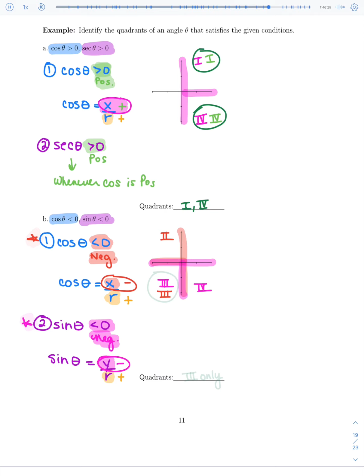That would be this second part. The problem is they want both of these things to happen. We know that this first one, cosine, is negative in quadrants 2 and 3. Then we said that sine is negative in quadrants 3 and 4. But we want both of these things to happen. Where do both happen? There's only one place where both of these things happen, and that's in quadrant 3. So that's only in quadrant 3, where both cosine and sine are negative. Next, we want to talk about some very specific kind of qualities.